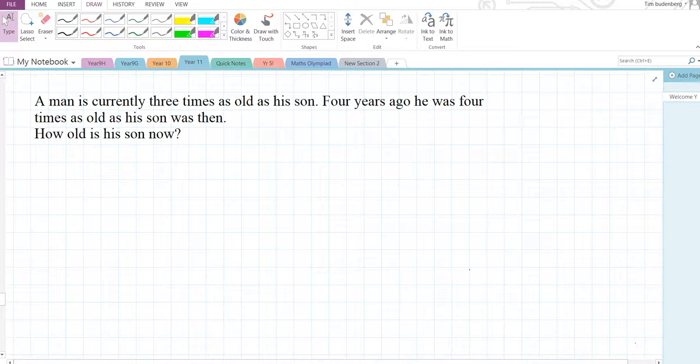You'll all have seen this type of problem before. The how old is yada yada yada. Now, first of all, read the problem. A man is currently 3 times as old as his son. 4 years ago, he was 4 times as old as his son was then. How old is his son now? Alright. This gives us a clue of what x should be. Let x be the son's age now.